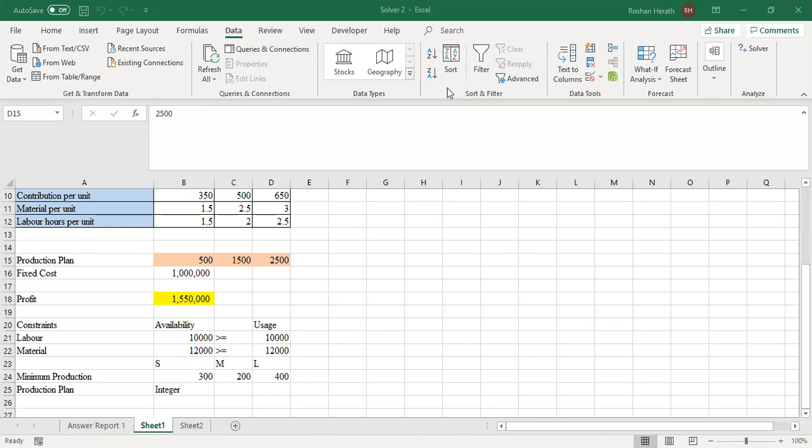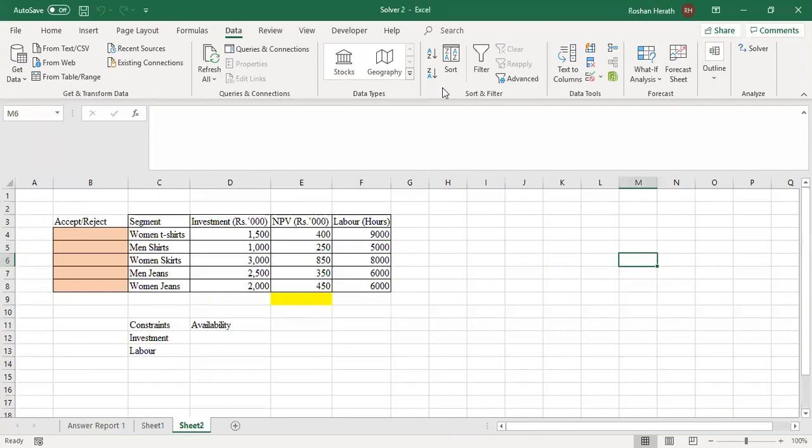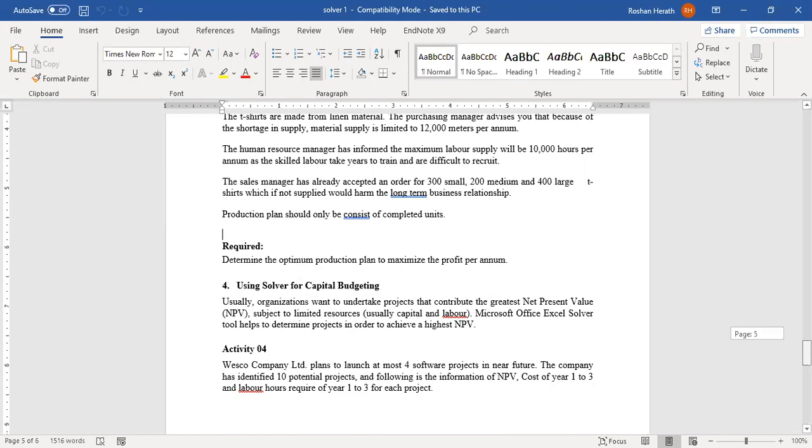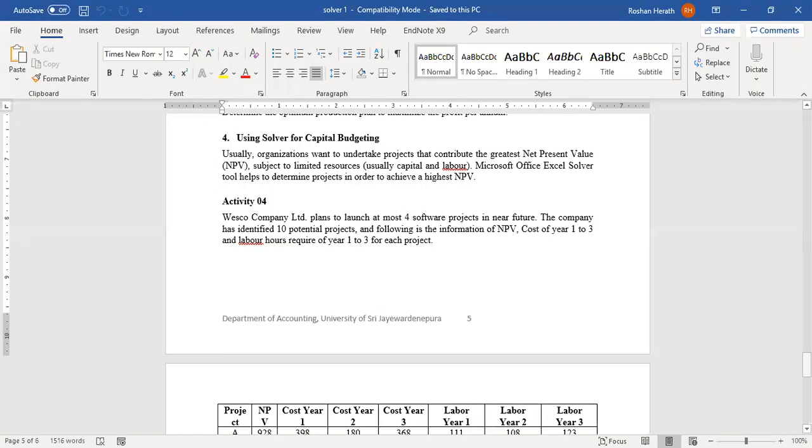Right, if you're fine with that, let's move on to the second application that we discussed in the last class. Again, another important application of this solver. If I go back to the lecture material, it's about capital budgeting. You can apply this Excel solver in the context of capital budgeting, and you can come up with the profitable investment opportunities that you may have.